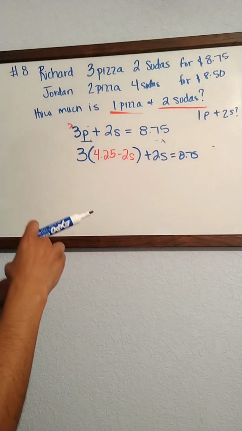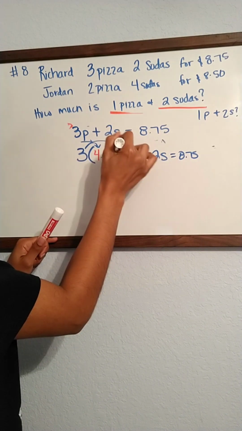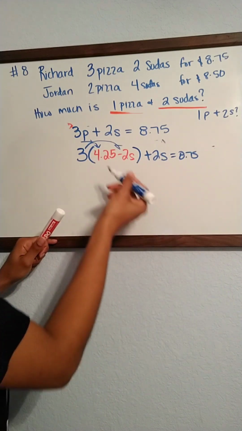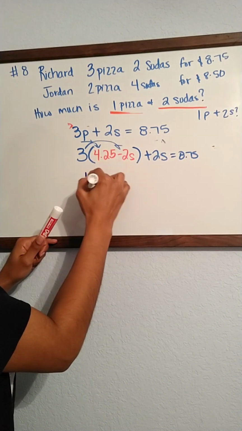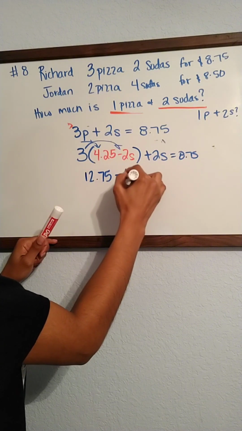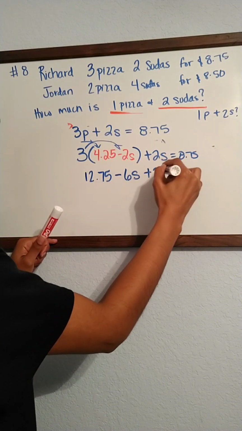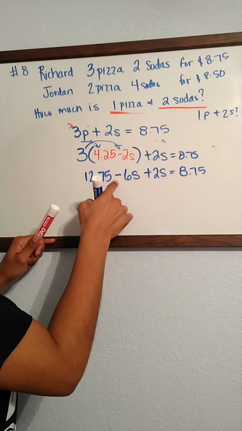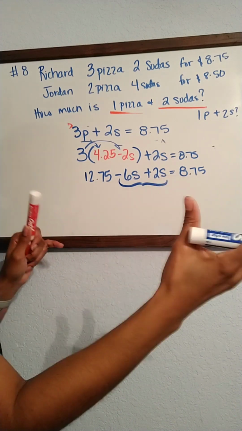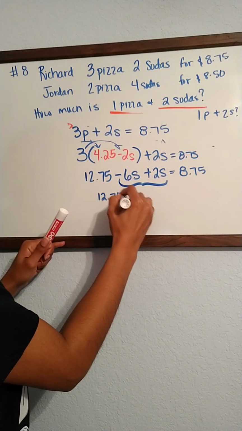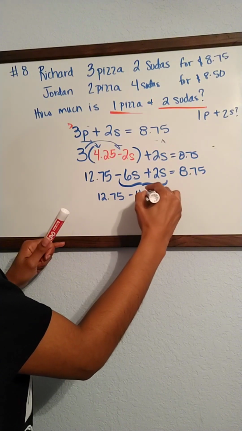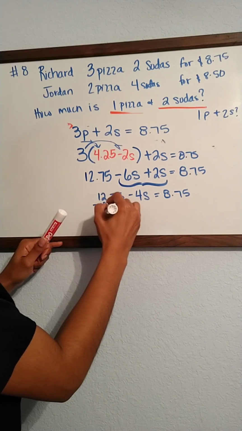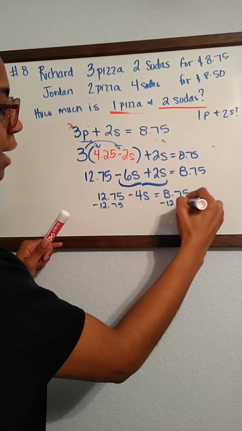Let's do that. I get rid of this number on the outside by distributing it, right? I do the distributive property, I multiply times everything on the inside. So this here is going to be 1275 minus 6S plus 2S equals 875, okay? I now need to combine like terms here. Always simplify. So I have 1275 minus 4S is equal to 875. Still trying to eliminate all of the numbers on this side, okay?